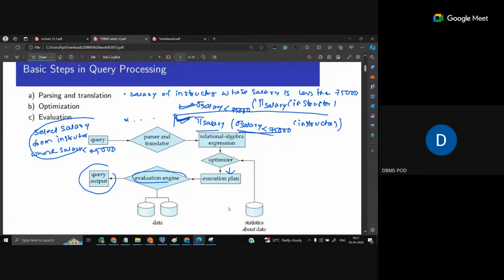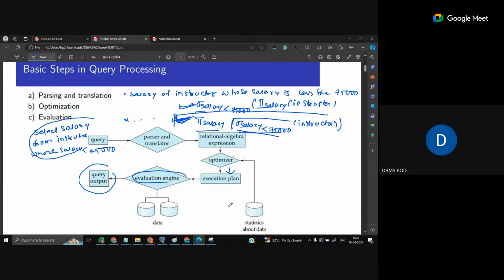So here you can see that first we are filtering the salary less than 75,000. After that we are projecting. So this will be the most optimized. Here you first project, then you select. So this one will be the most optimized one, right? So first it chooses the most optimized, then it gives the execution plan to the evaluation engine, which gives the query output, right?